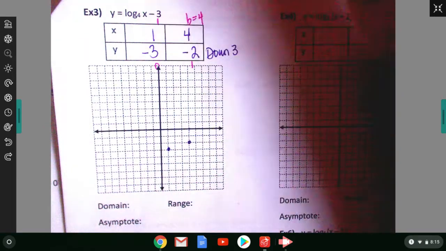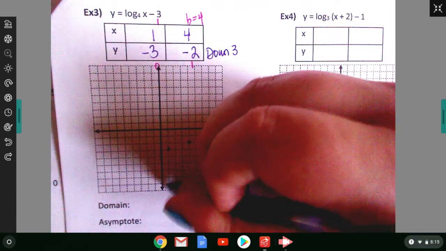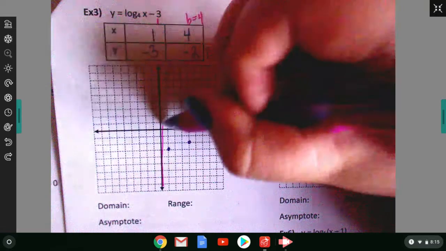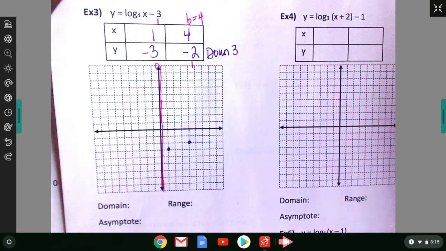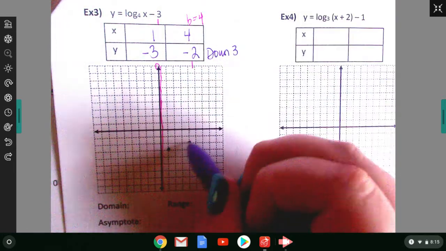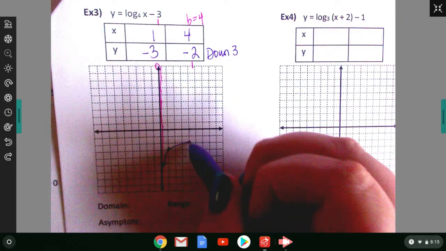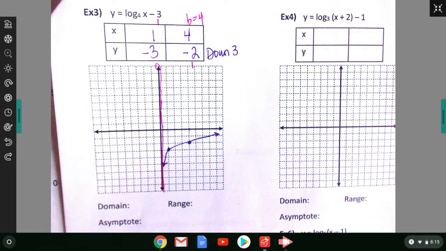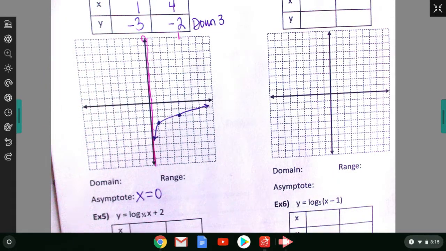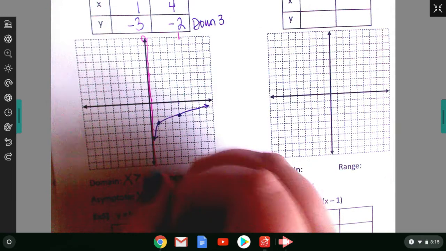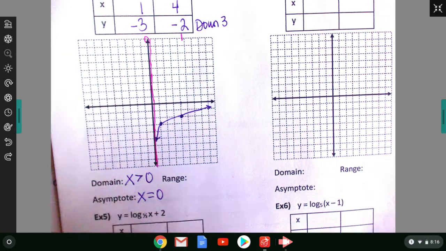And then our asymptote, there is no h value. The h value is the one in parentheses with the x. There's no h value here, so it's going to be at the axis. It's hard to draw on a line that's already there. So we've got closer and closer on one side and off towards infinity on the other. So our asymptote, we said, was at the axis, so that's at x equals 0. Our domain is everything to the right of 0, x greater than 0, and then range is all reals.